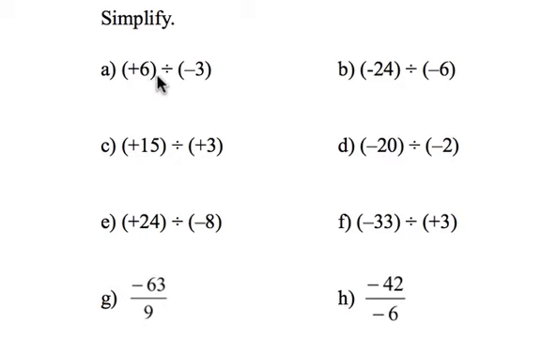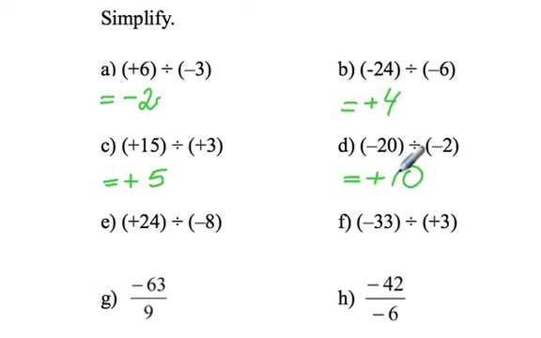So here we have positive 6 divided by -3, so we know the result will be negative, and 6 divided by 3 is 2. Question B, we have negative number divided by negative, so we know the result will be positive, and 24 divided by 6 equals 4. Question C, we have a positive divided by positive, so the result is positive, and 15 divided by 3 equals 5.